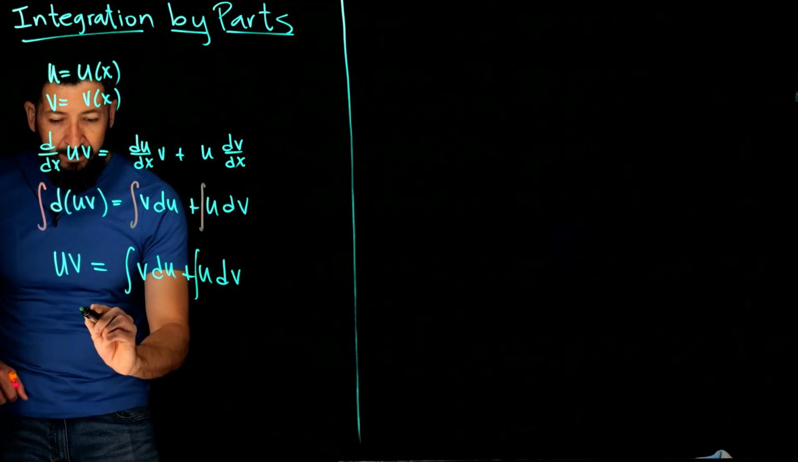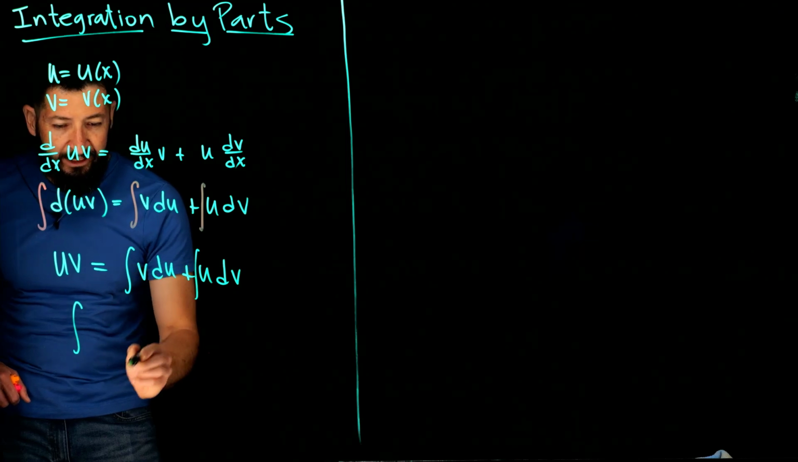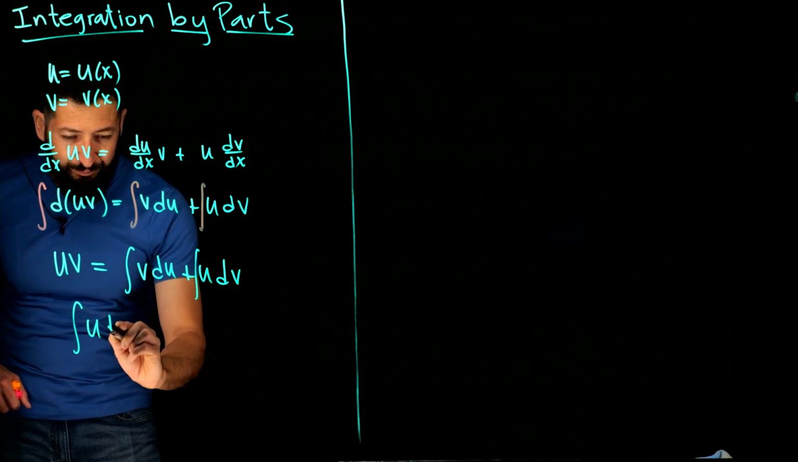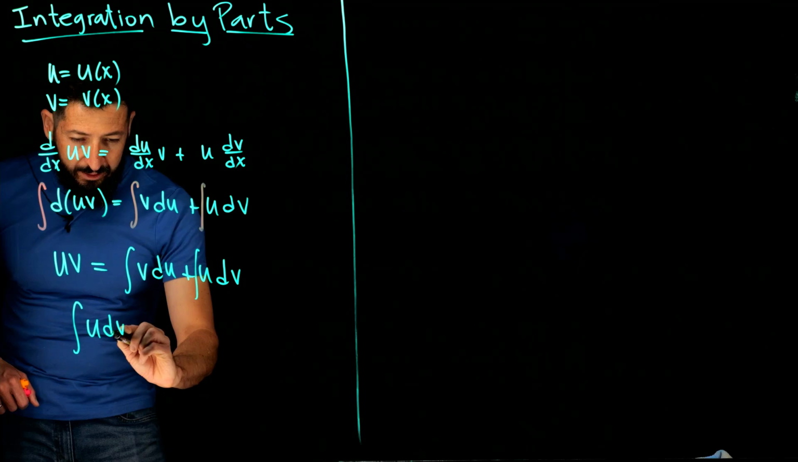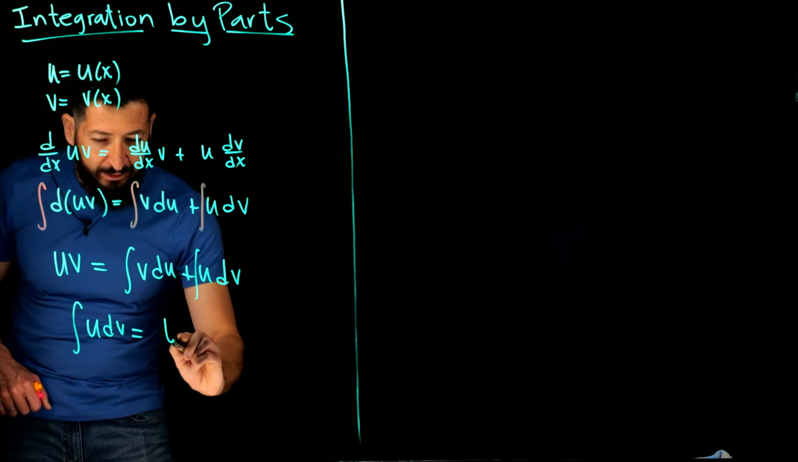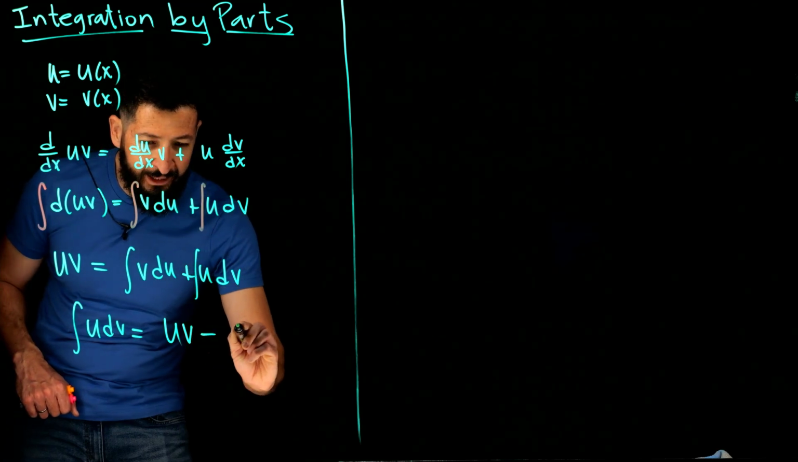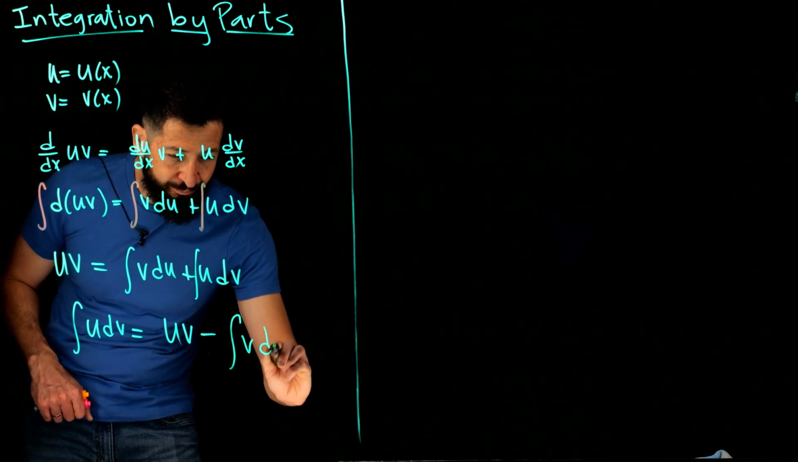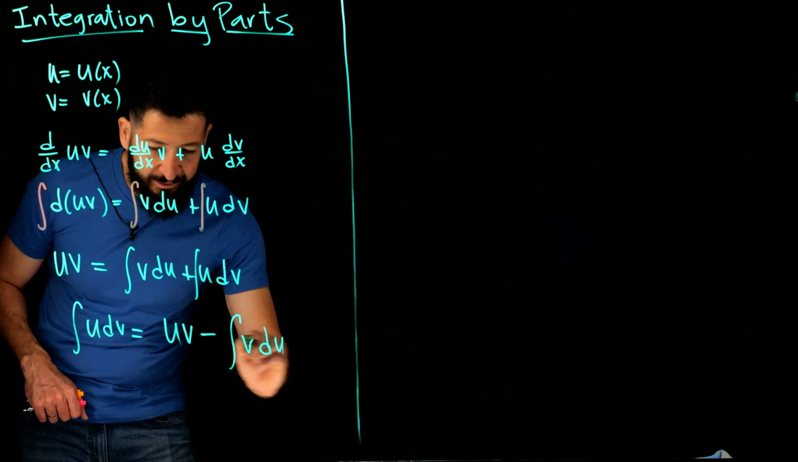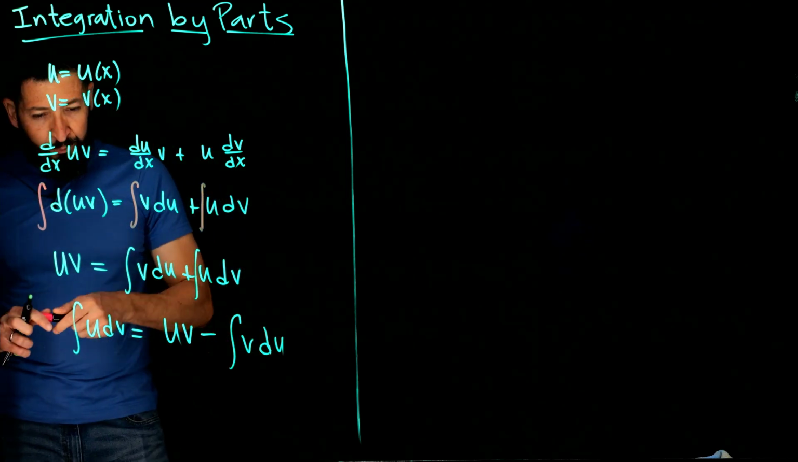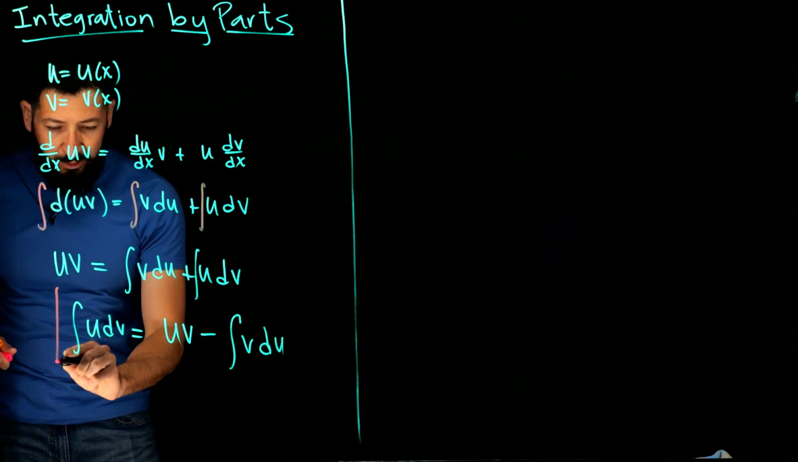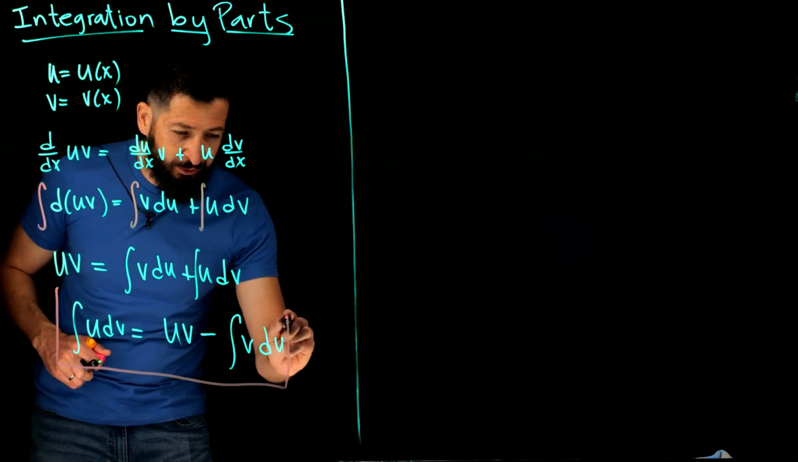So if I subtract the integral of v du on both sides, I get that the integral of u dv is going to be uv minus the integral of v du. And this is what is called the rule of integration by parts. And it's extremely useful.